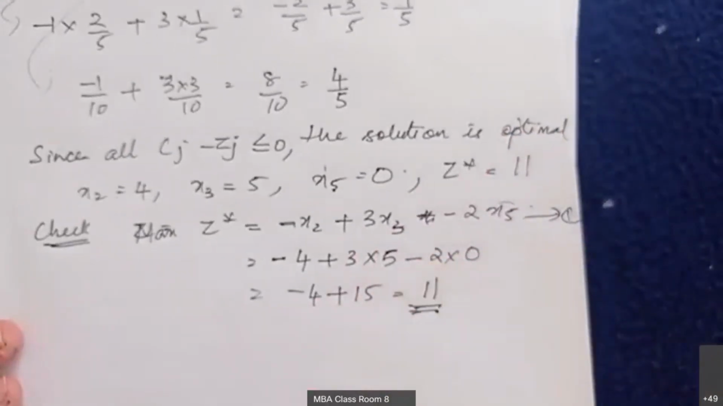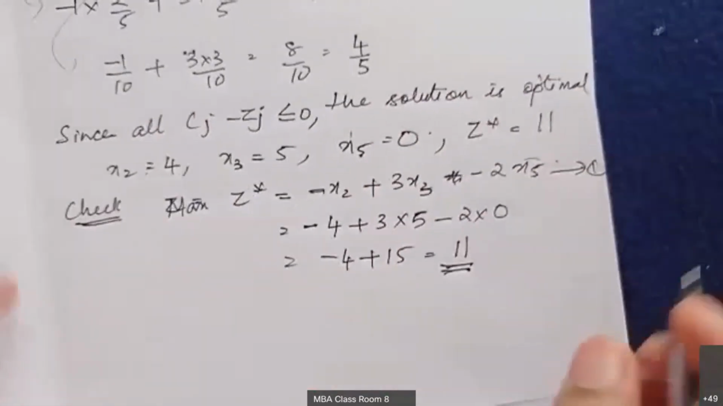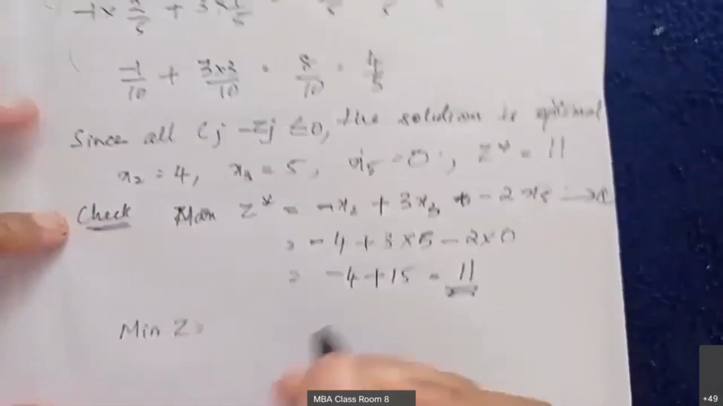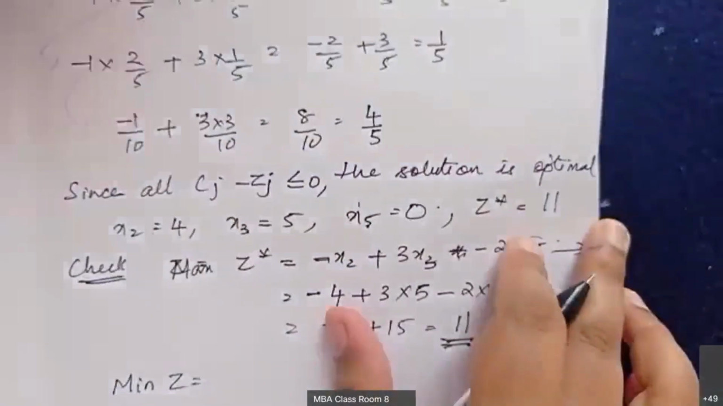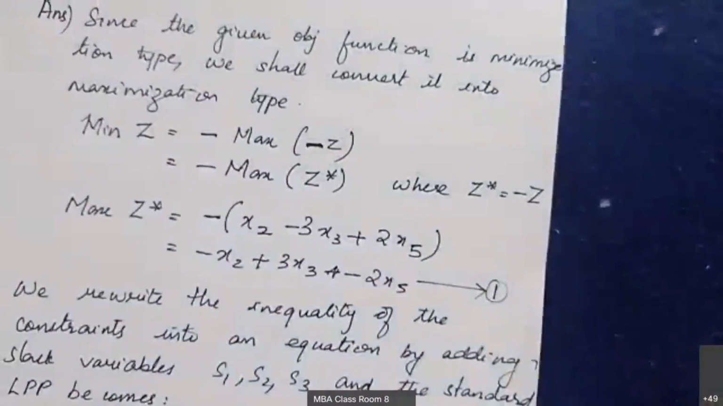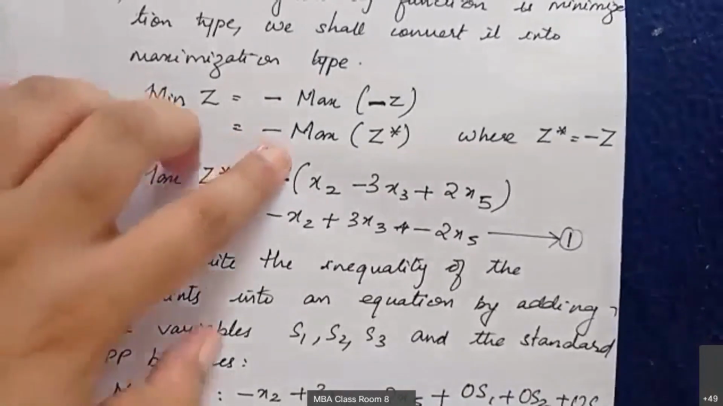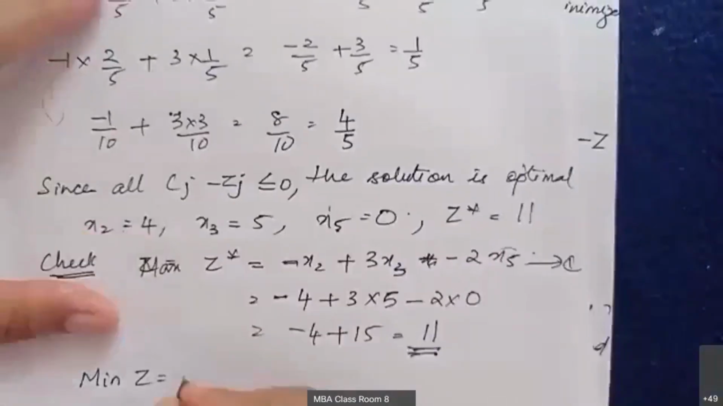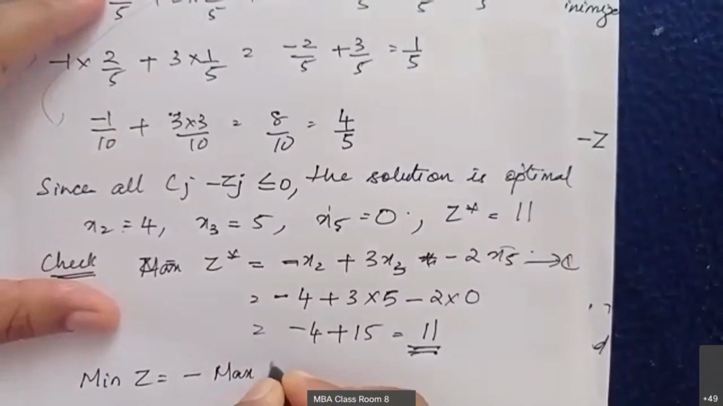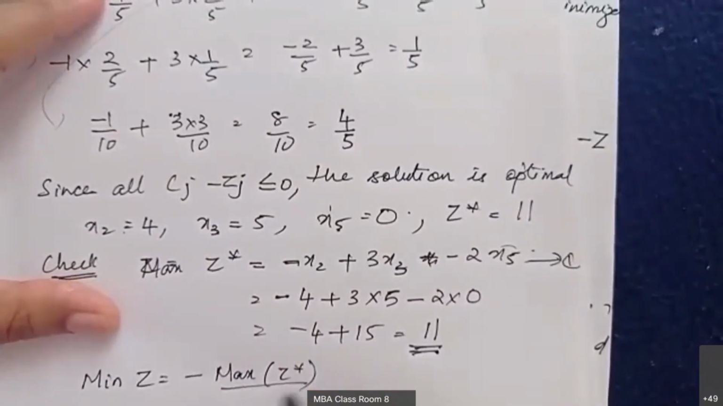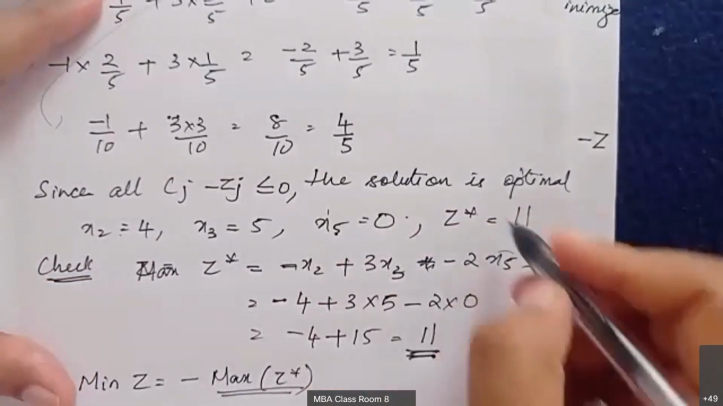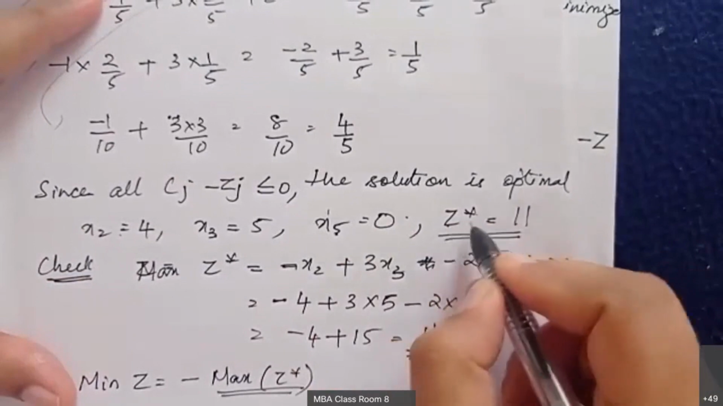We have to return the value back to the minimization problem, right? What was our minimization problem? Minimize Z is equal to, this is what we wrote over here. Minimize Z is equal to minus of max of Z star. Max of Z star is 11. This 11 that we got is max of Z star.